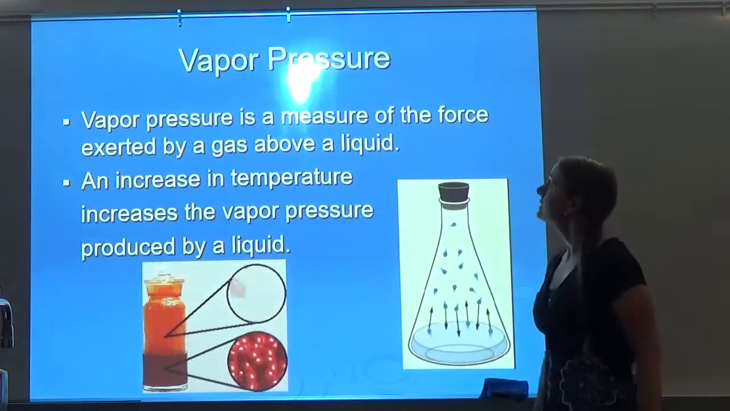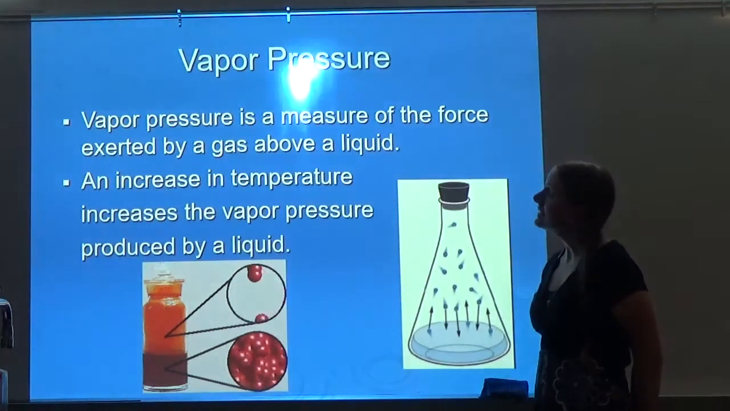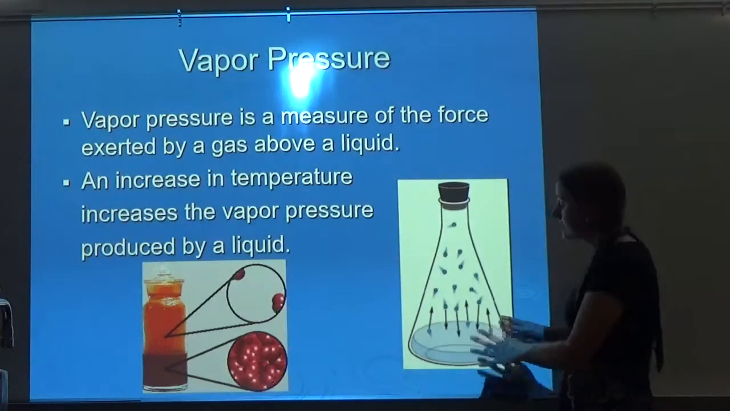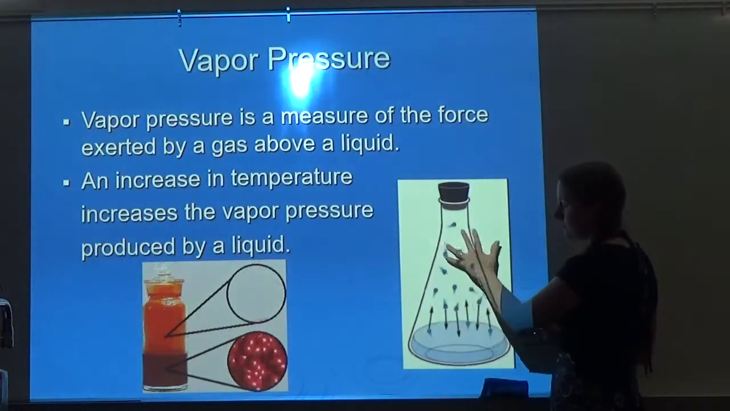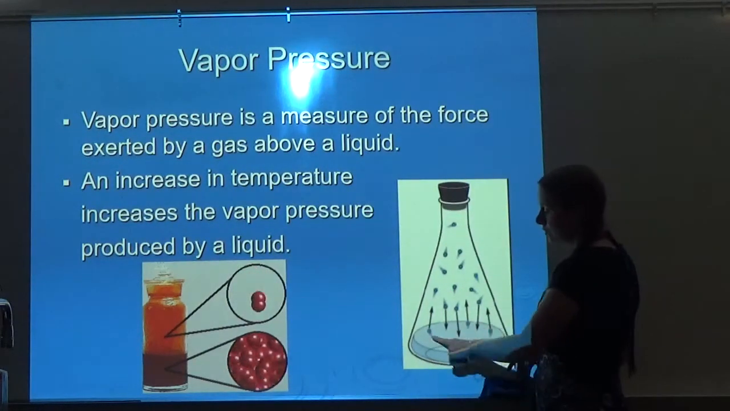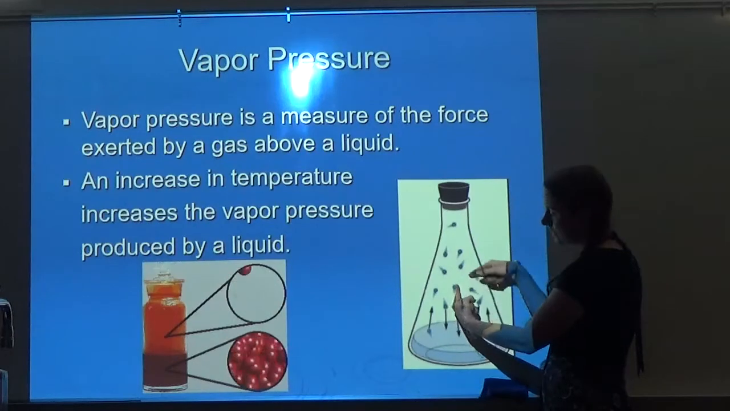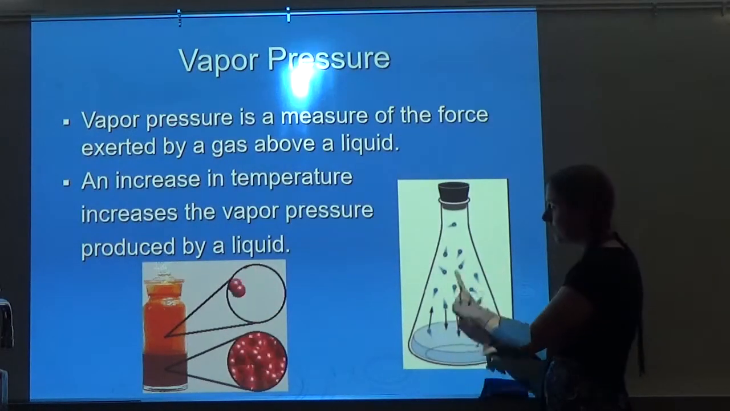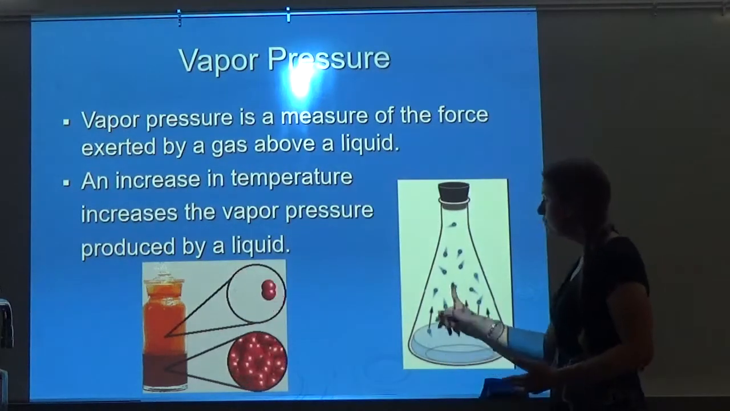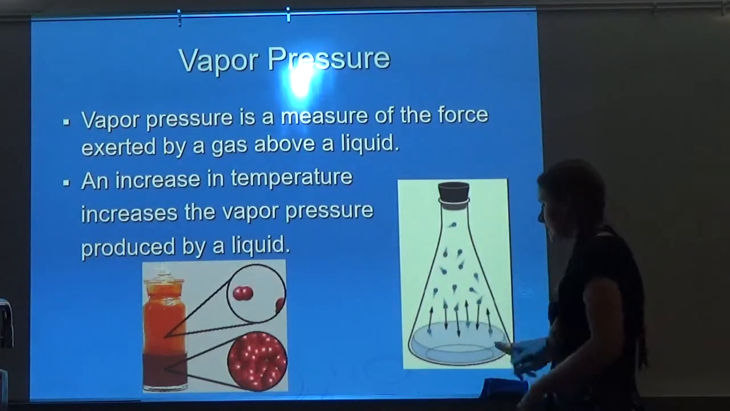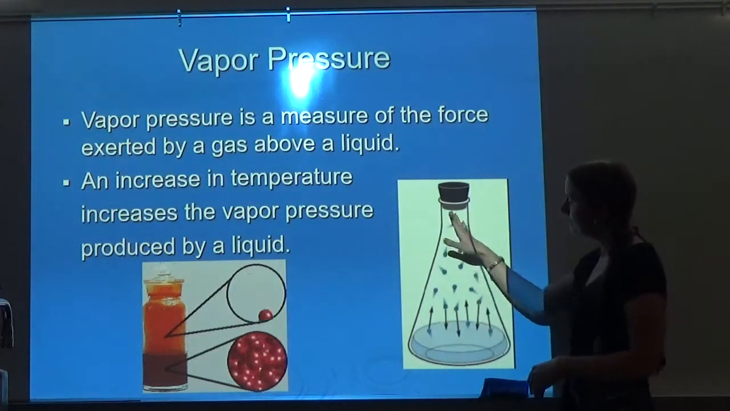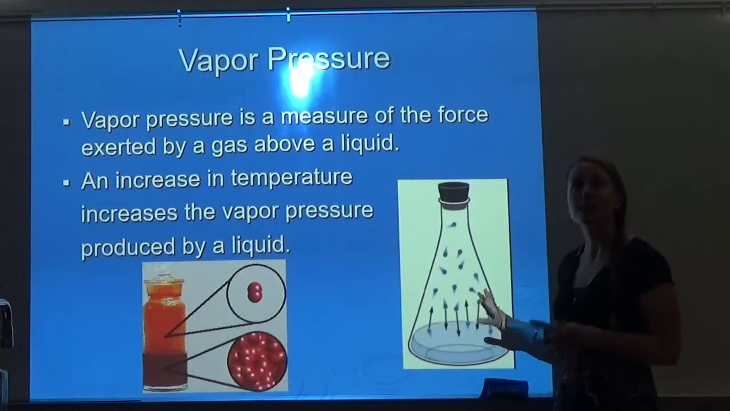So vapor pressure is a measure of the force exerted by a gas above a liquid. When you have a liquid in a closed container, some of the molecules are going to evaporate. However, eventually this airspace will be saturated, and so no more can evaporate, and so every time a new one evaporates, one has to condense. That's why you see up and down areas. And so we reach what's called equilibrium. Every time a new one evaporates, one more has to condense. The pressure caused by these evaporated molecules is called the vapor pressure.